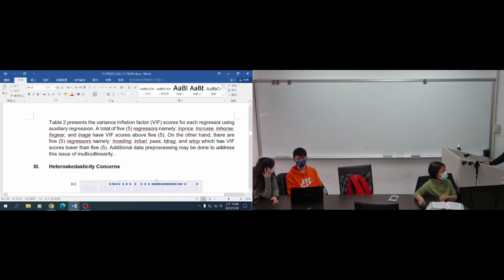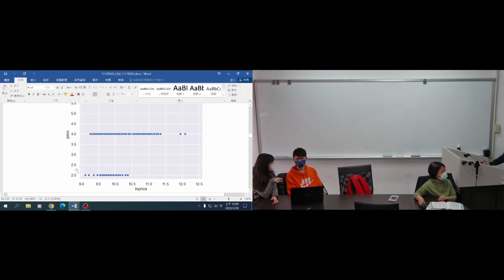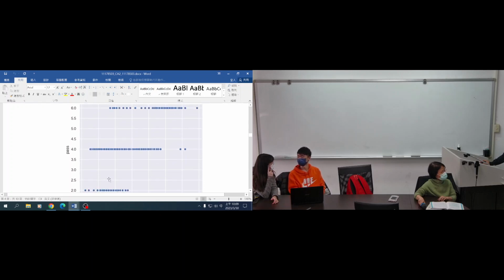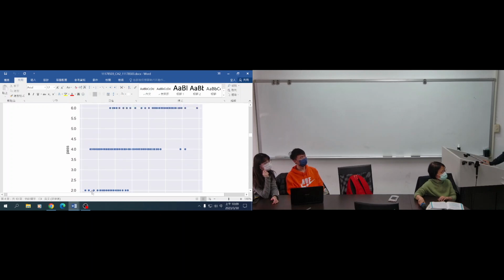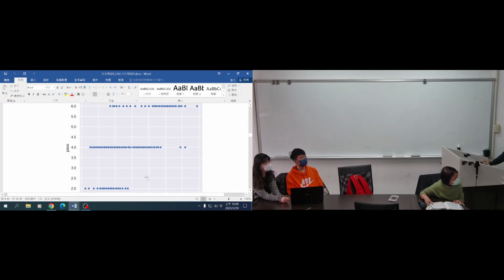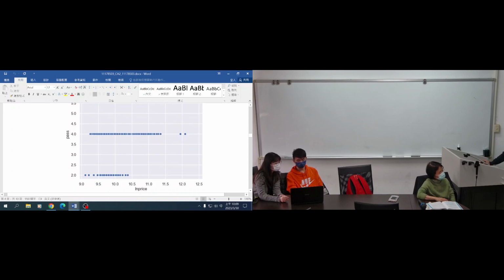Then for the heteroscedasticity concerns, Professor, first, I used a scatterplot to visualize the relationship between the ln price and pass. As you can see here, it's imbalanced, and there is no linear relationship at all between the ln price and the pass. So this gives us a hint that something is going to be analyzed further in the succeeding steps.